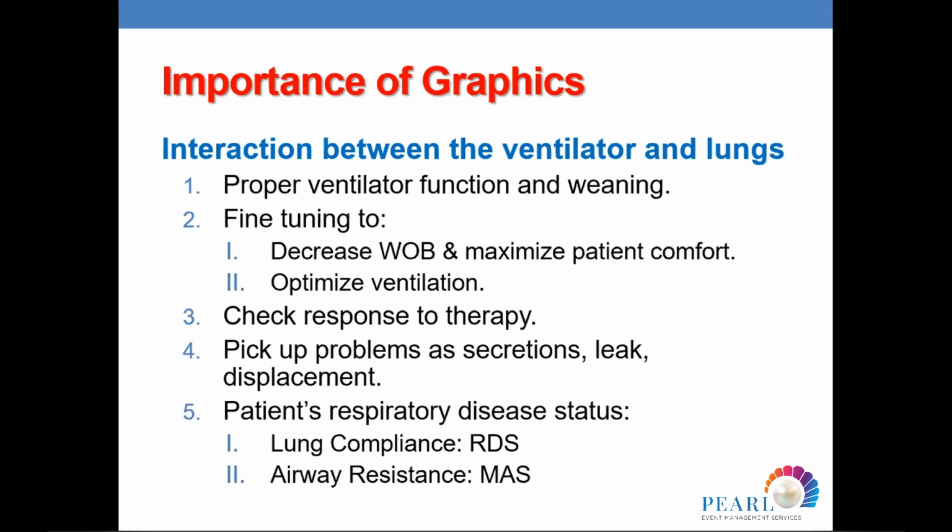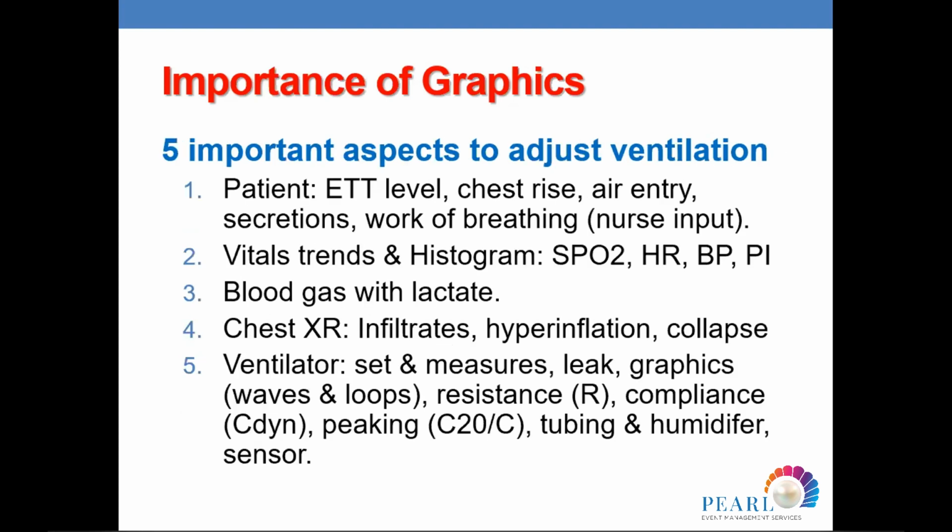Now, the other way around, if the neck of the balloon is narrow, there is high resistance. So this is the airway. The more narrowing of the airway, the more obstruction in the airway, the more resistance there is. So the best example of lung compliance problem is respiratory distress syndrome, and the best example of airway resistance is meconium aspiration syndrome. Okay, now why the graphics again is important.